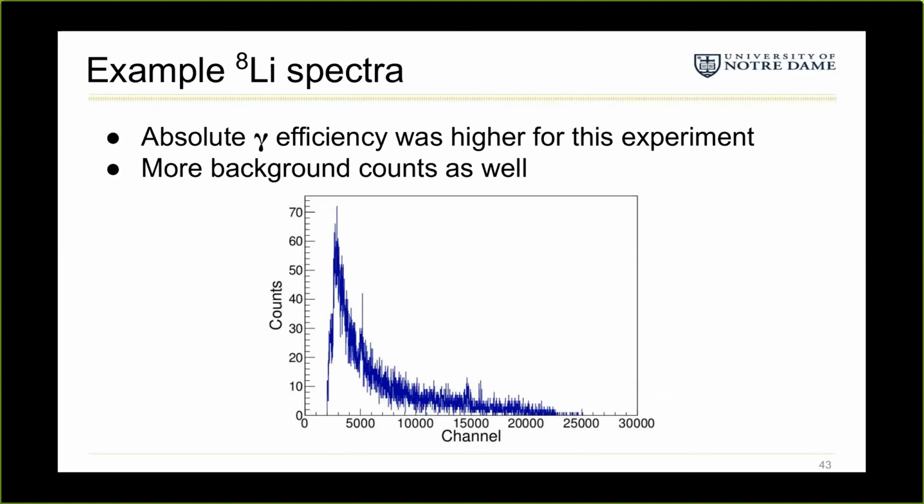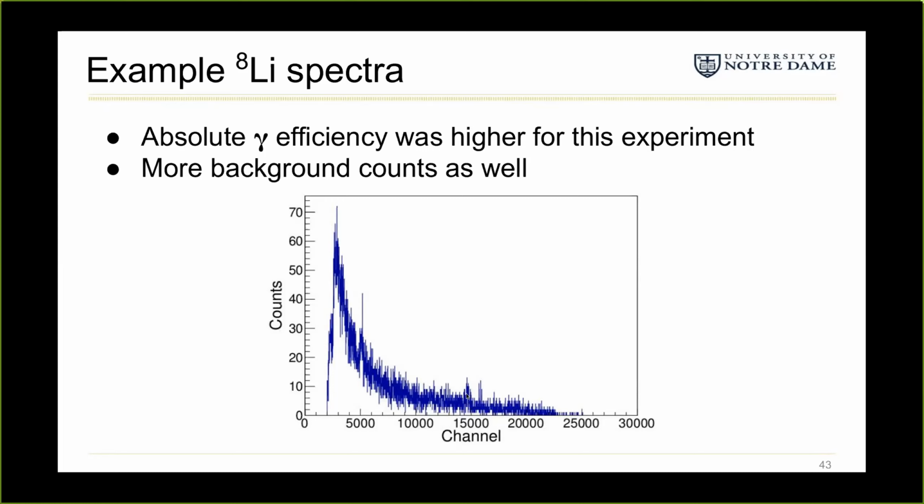One thing that we did notice right away is that the absolute gamma efficiency was indeed higher for this experiment. However, the lanthanum bromides also bring in additional background counts. One challenge that these lanthanum bromide detectors bring with them is that they have internal radioactivity, natural radiation present in these detectors. And you can see that some number of these radioactive decays did bleed in through our particle gamma coincidence. This little peak here at 150,000 channels is an example of an internal radioactivity peak.